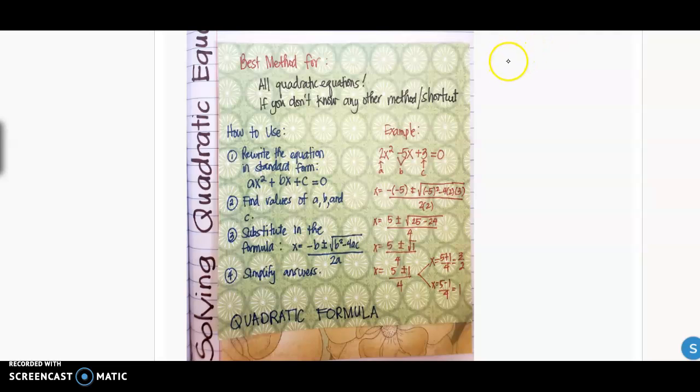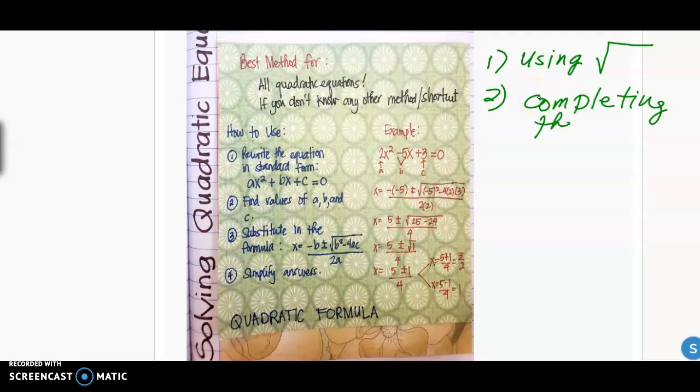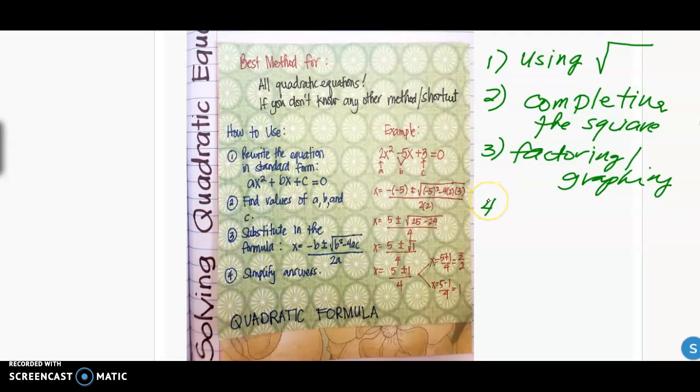So we have been studying how to solve quadratic equations, and the methods we have studied so far are using square roots, computing the square, okay. And then we also had factoring and graphing. So our last method is by using the quadratic formula.